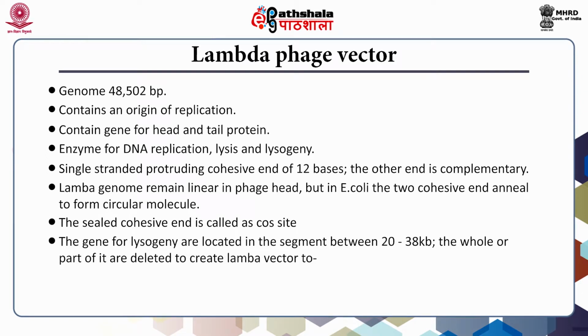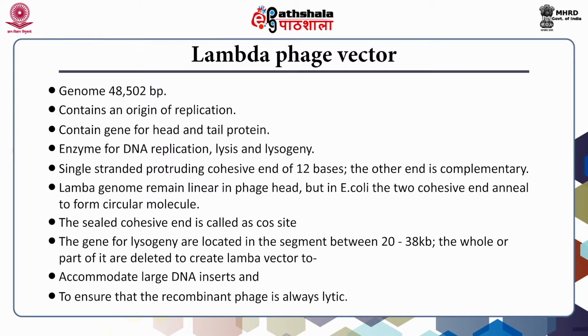The genes for lysogeny are located in the segment between 20 and 38 kb. The whole or part of it is deleted to create a lambda vector for accommodation of large DNA inserts and to ensure that the recombinant phage is always lytic.